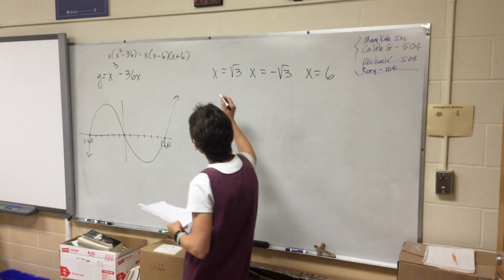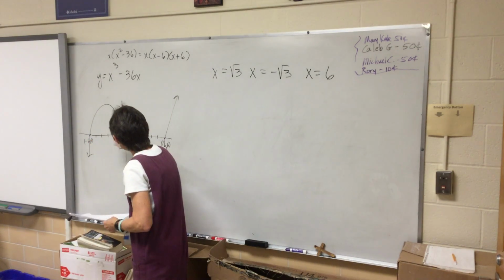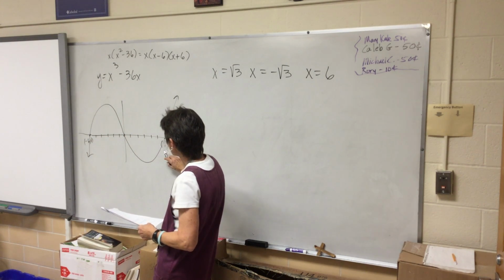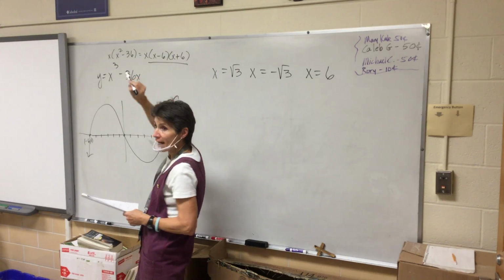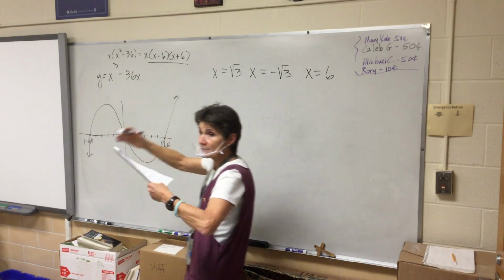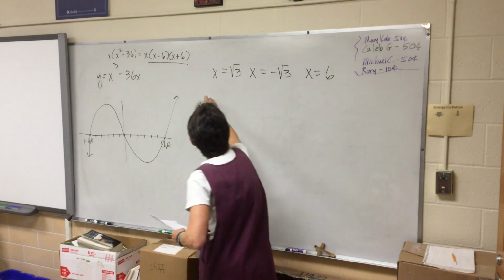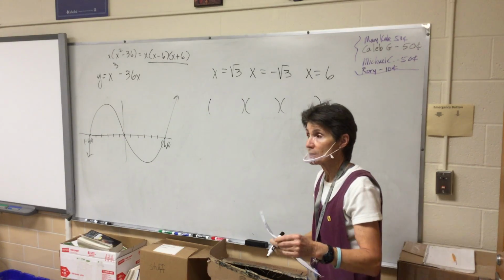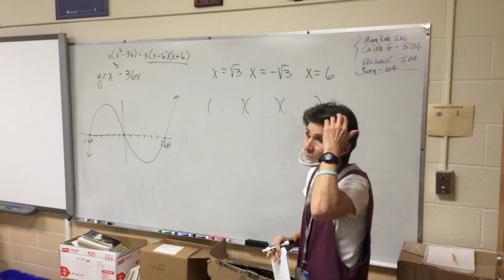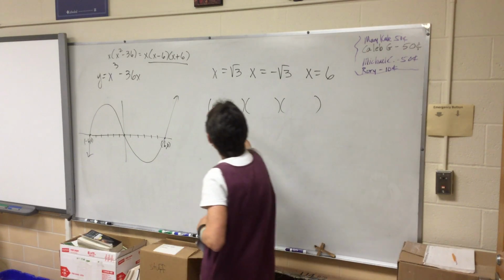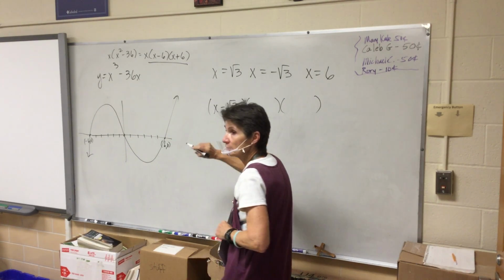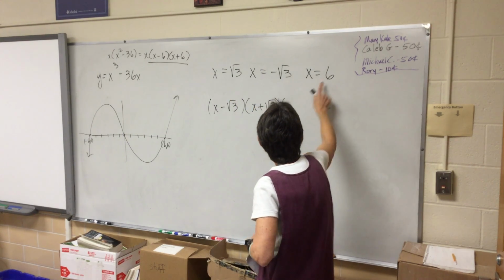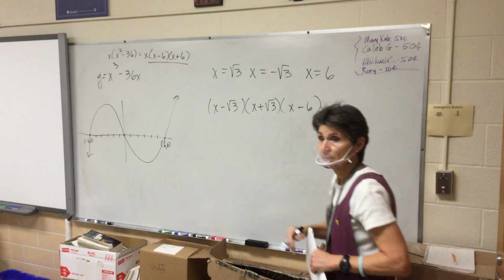So in other words, we're working backwards. The one you just did, you knew the zeros were -6, 0, and 6. Didn't those come from your factors? So if we're working this backwards, what are the factors that would match up with those 3 zeros? Jacob? X minus root 3. Okay, yeah. And x plus root 3, and x minus 6.